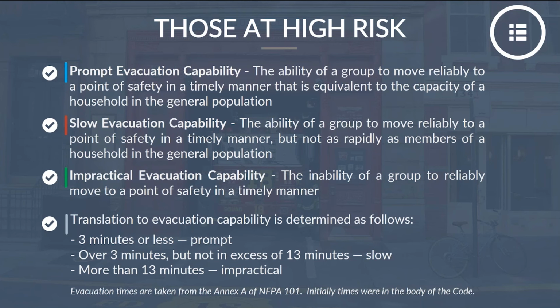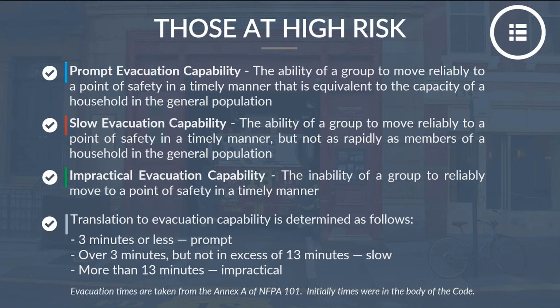And in the appendix of NFPA 101, they've actually put a time frame with these definitions. Some of the code folks that may be with us this morning that have been in the field for a number of years may remember that these evacuation times at one time were actually in the text of the document, but in later years have been moved to the appendix. But they are still a good reference point.